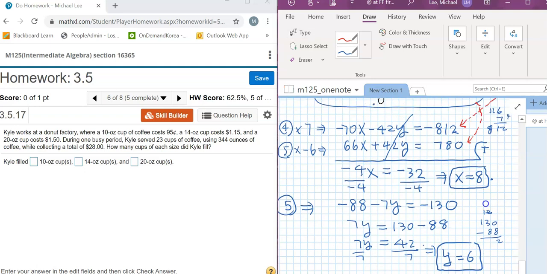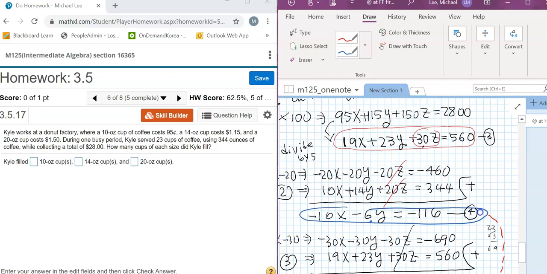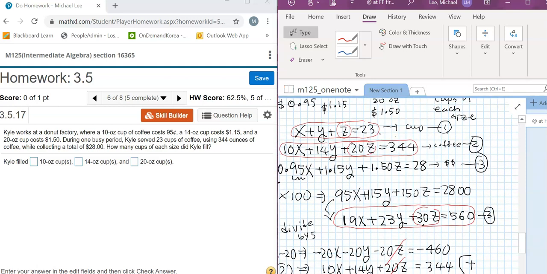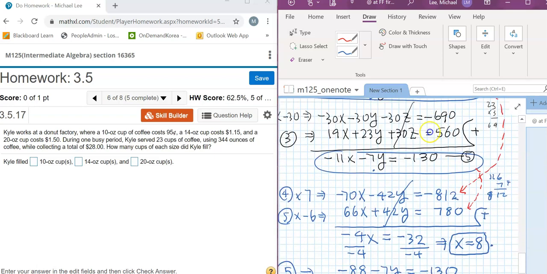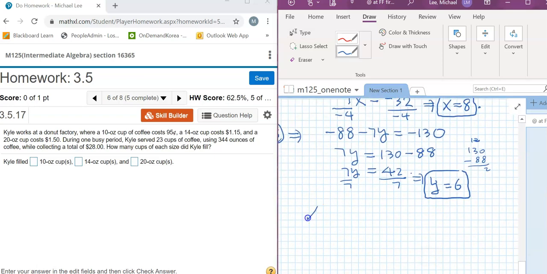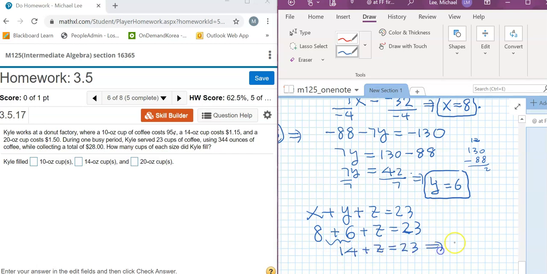Now I need to find z, so I go anywhere where x, y, z are all together. How about the first one? x plus y plus z equals 23, right? But x equals 8, y equals 6, so 14 plus z equals 23. That means z equals 9.